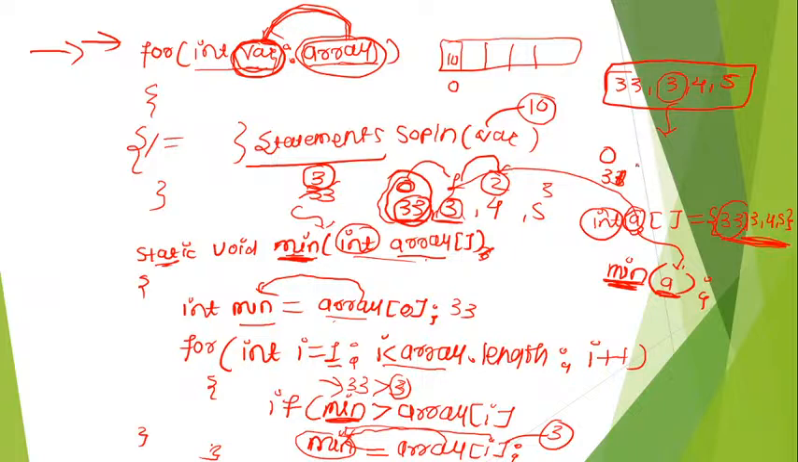So this 3 will compare with 4. We know that this condition is false, because 3 is not greater than 4. Then the for loop increases again, 2 plus 1, so it will go to 3. Again it will compare, and 3 is not greater than 5, so it will return the 3 only. So we got the answer: from 33, 3, 4 and 5, 3 is the smallest value.